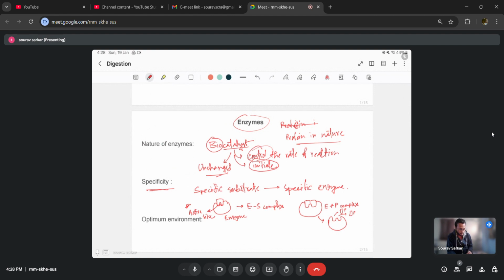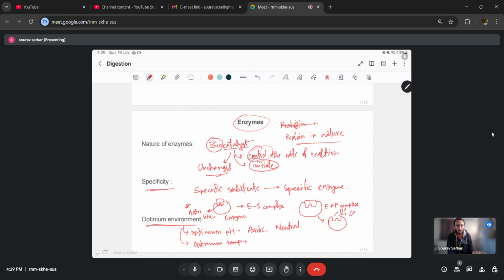Now, the optimum environment for the enzyme: they require an optimum pH. Some enzymes are going to activate themselves in acidic pH, some in neutral pH. And there is another thing, that is optimum temperature.